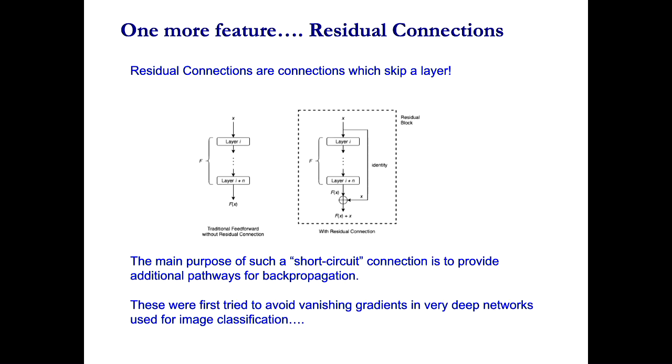And then you aggregate it here, okay? So it's a short circuit connection, and it provides another pathway during the feed forward and another pathway during backpropagation. And the curious thing, at least I continue to find this curious, and I haven't quite worked out in my head why this works.